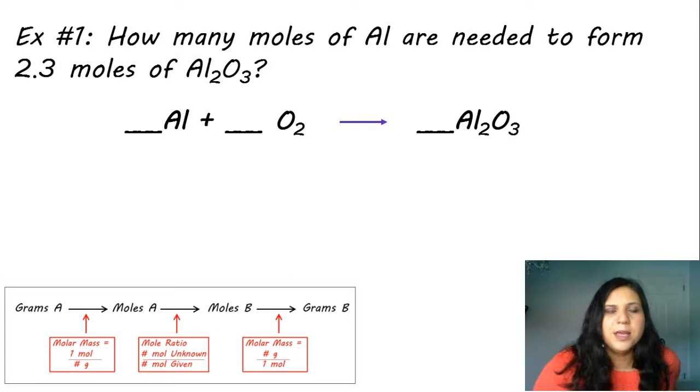Okay, first problem. How many moles of aluminum are needed to form 2.3 moles of aluminum oxide?